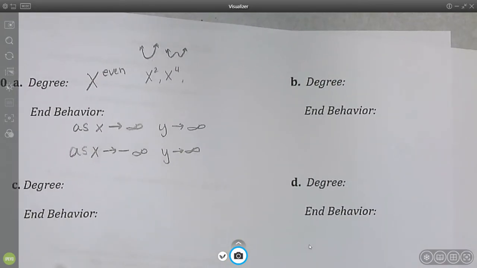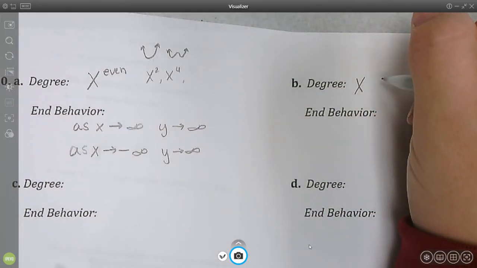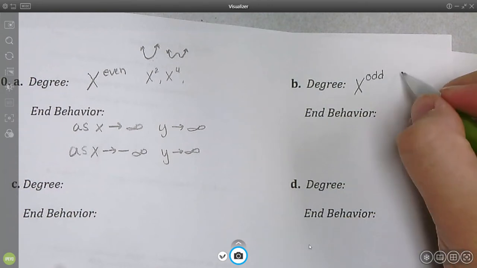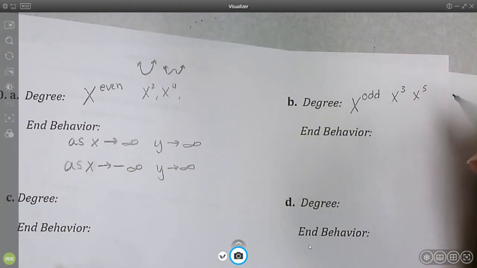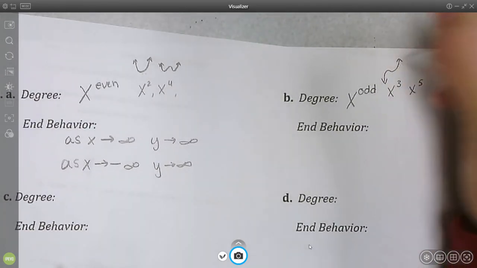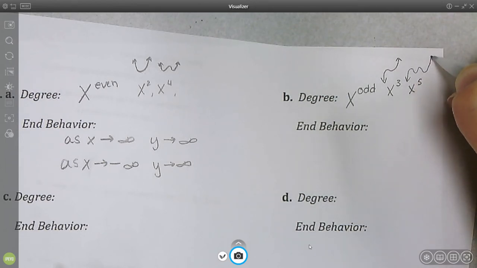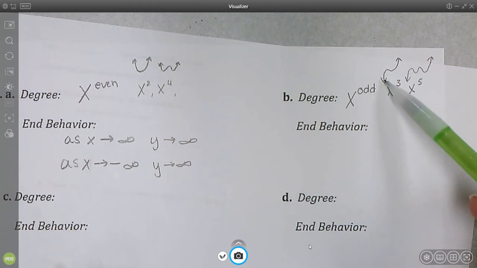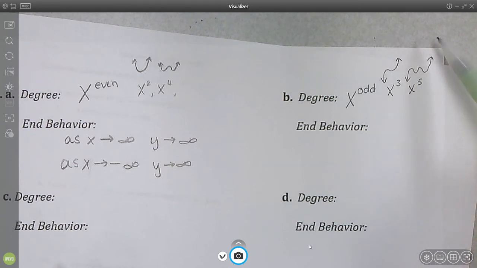So let's go ahead and do x to the power of, let's do an odd. So this would be like x cubed, x to the fifth. So this graph would look like this. This one would look like that. So anything to an odd power is going to have the end behavior on the left side going down to the left. The end behavior on the right side is going up to the right. So let's write this one.